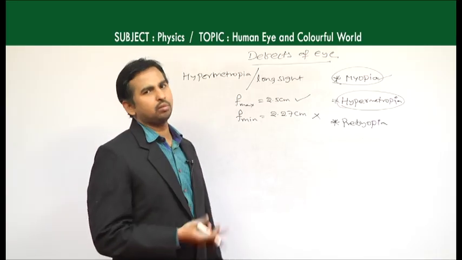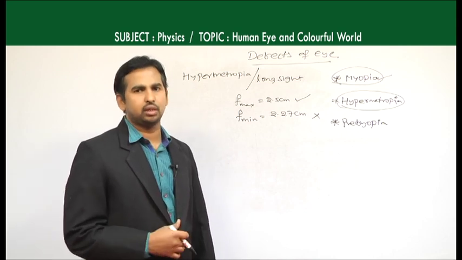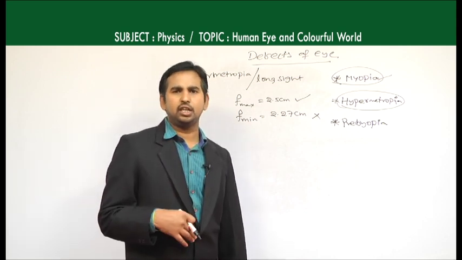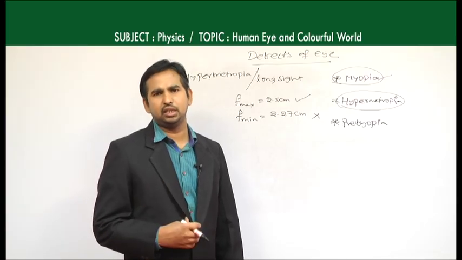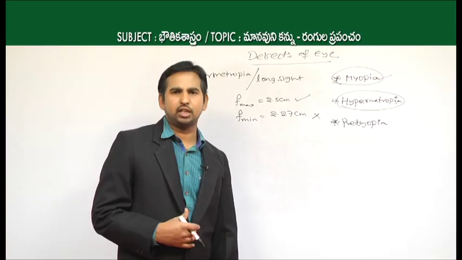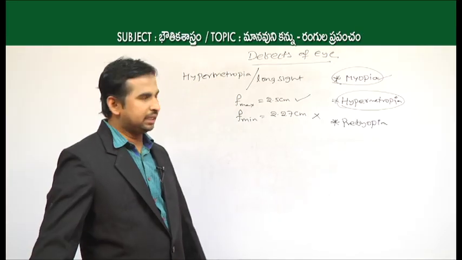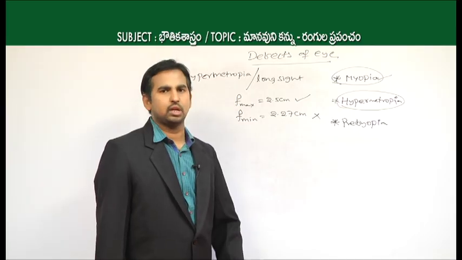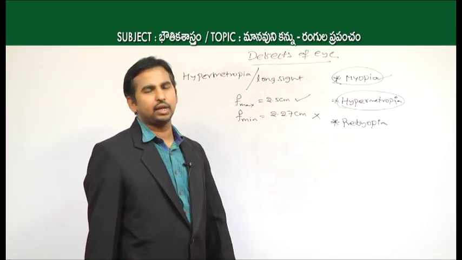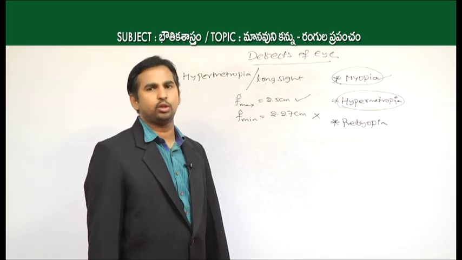The questions coming on this defect can be asked like this: if a person is not seeing near distant objects very clearly, and they appear like a blurry image, which type of defect is that? That defect is nothing but hypermetropia. The answer for that is long sight, or hypermetropia.